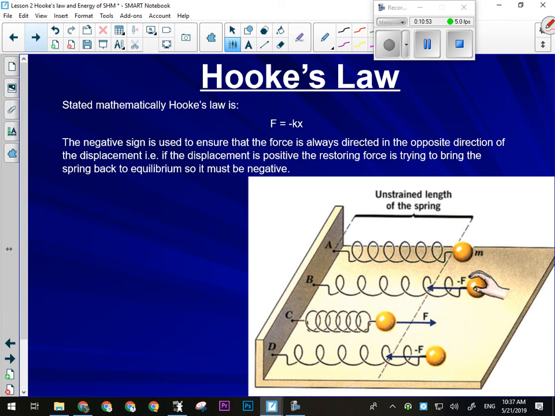All right, so it's kind of the same thing here. The negative sign ensures that the force is always directed opposite the displacement. So if I displace it in a positive direction, the force is negative. If I displace it in a negative direction, the force is positive, and so on.